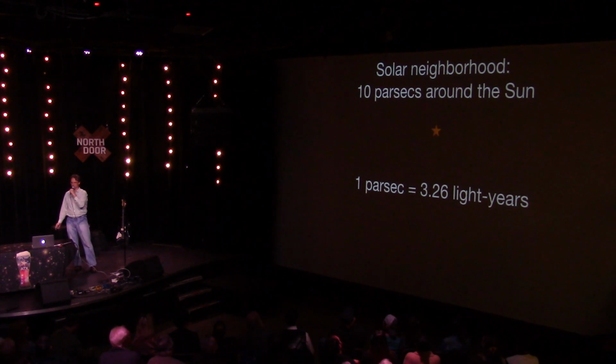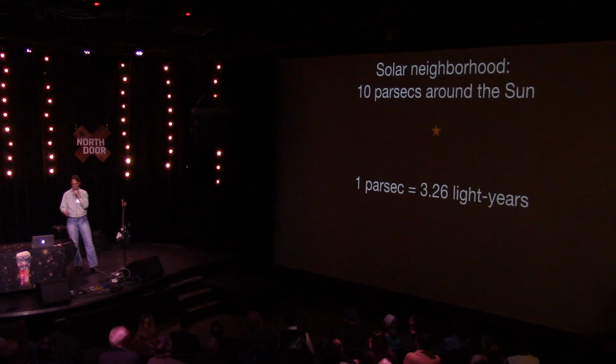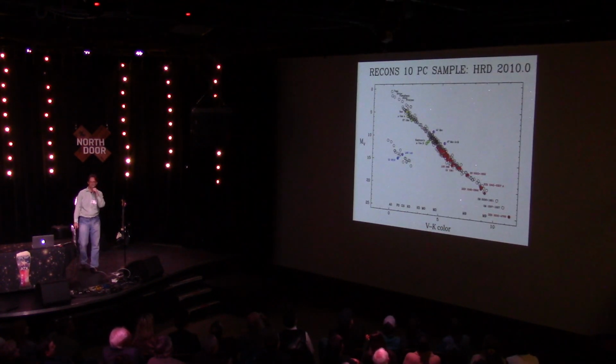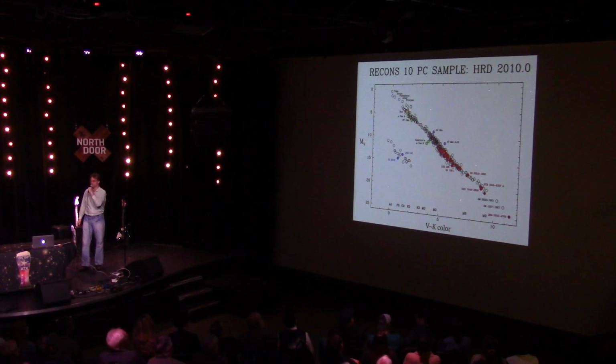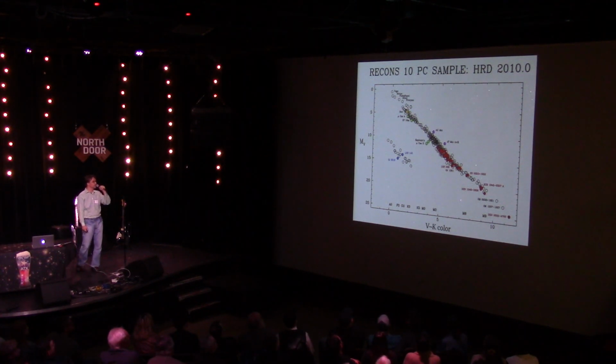That's big enough to include several hundred stars, so it gives us a picture of what our galaxy looks like in general. So what stars do we see inside that solar neighborhood? Well, here's the HR diagram for that volume of space. This is from the RECONS group, a research group based in Atlanta that's been measuring parallaxes to nearby stars for more than 20 years. And they tell us that this is the HR diagram.